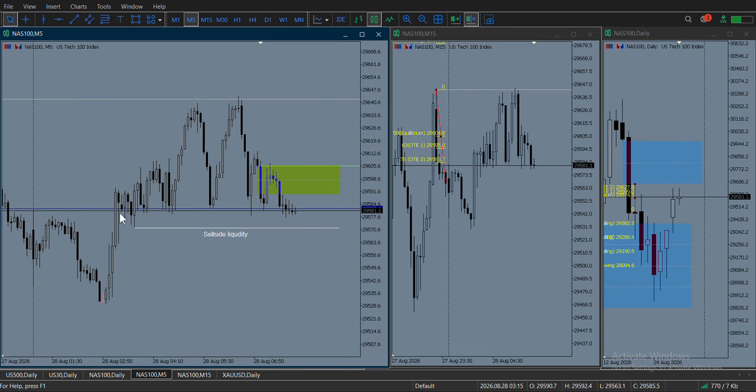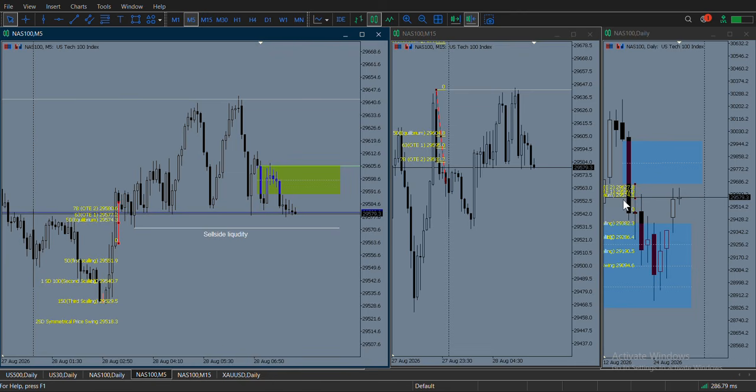So I talked about this wick here. Let's annotate this area here, and you can see the midpoint of that wick right there at 574.4, and the midpoint of this daily wick is that 574.1 level. So this 574 level is very important. It's a very important price point.